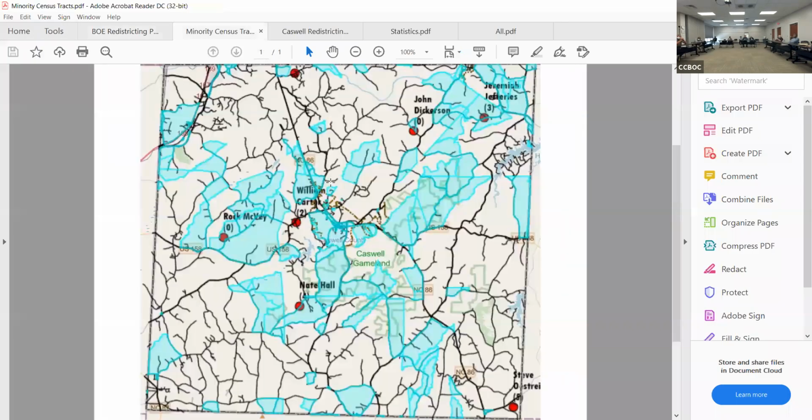I want to show the board. These are the minority census tracts that we have in the county. You can see there are several of these census tracts that are widely dispersed throughout the county. However, there are some populations where the census tracts are grouped together and they're more compact than in other places.